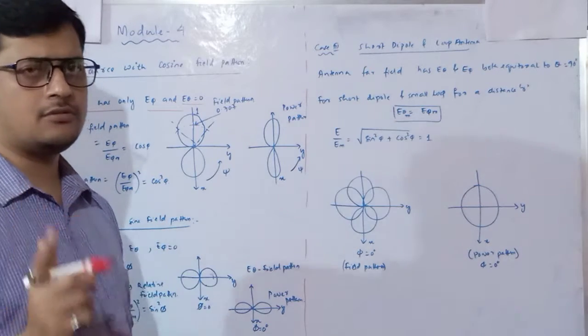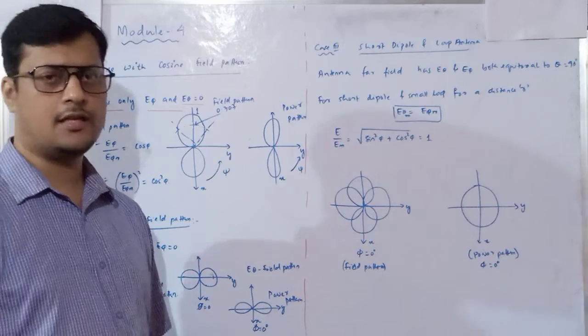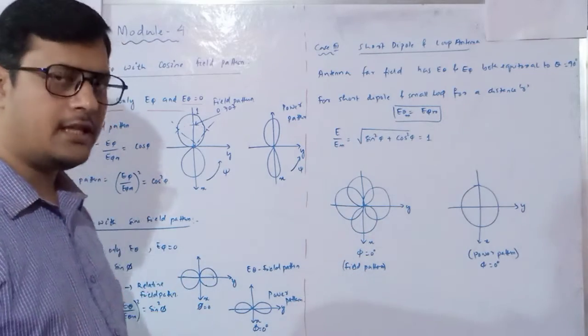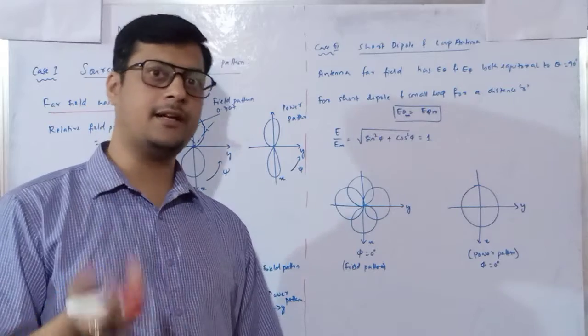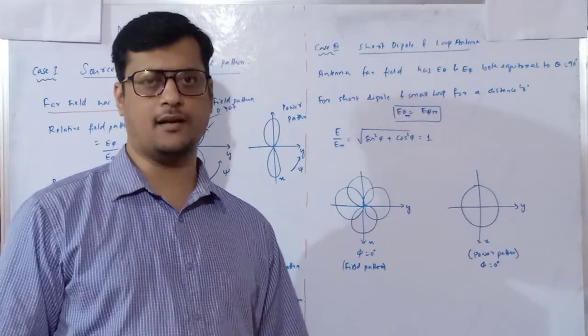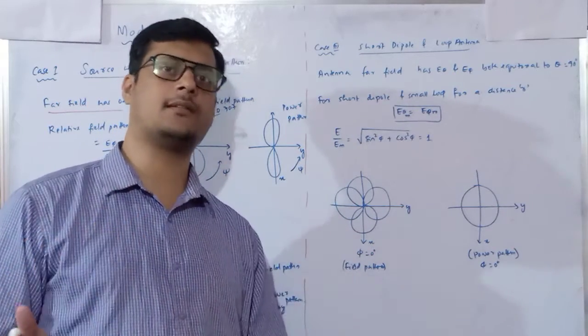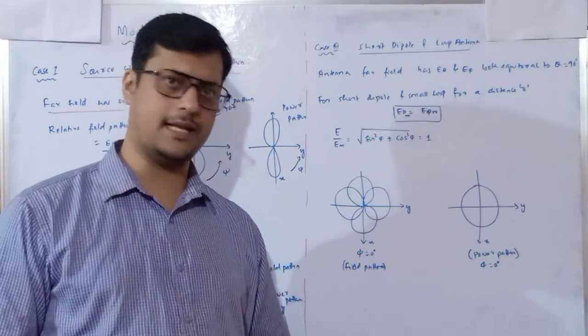So those two are perpendicular to each other. Now if it is only the point source, that means either sine or cosine. But if it is a short dipole or a loop antenna, that means a combination of sine and cosine will be available. That we will see now.